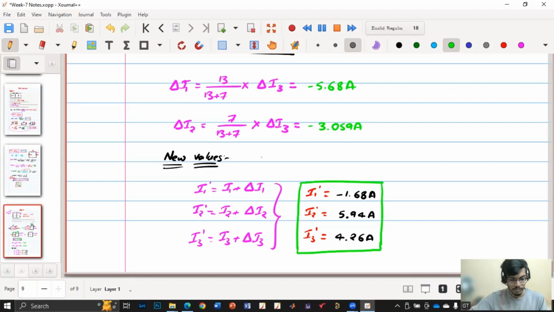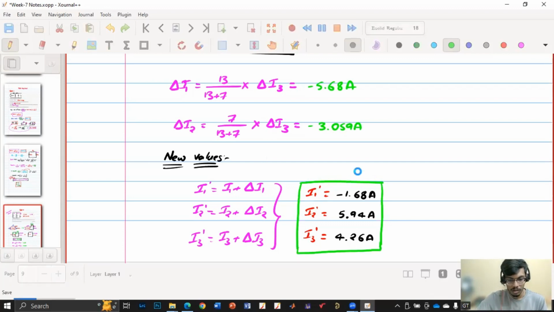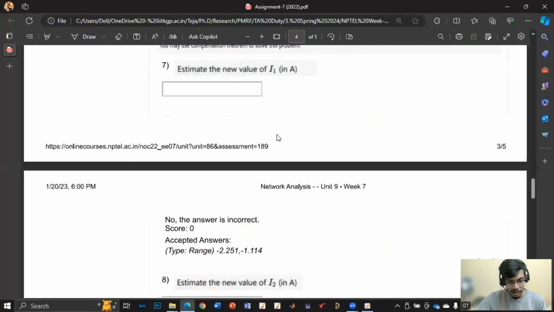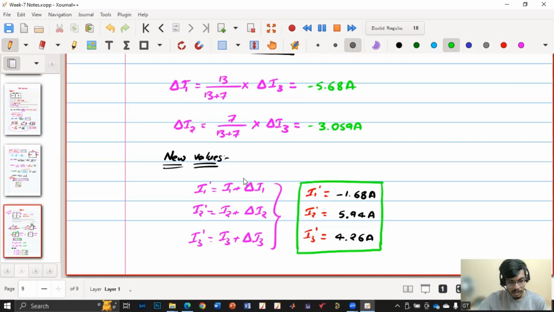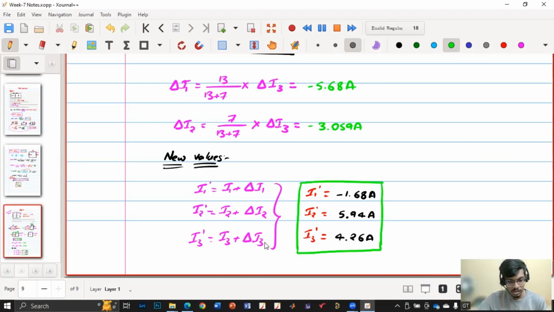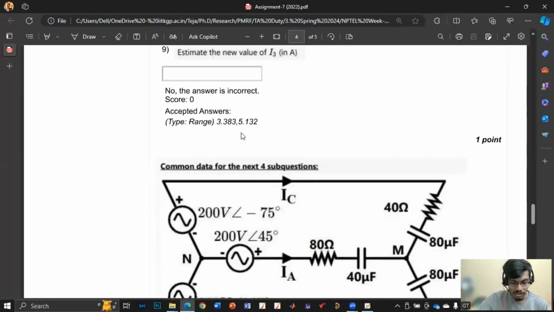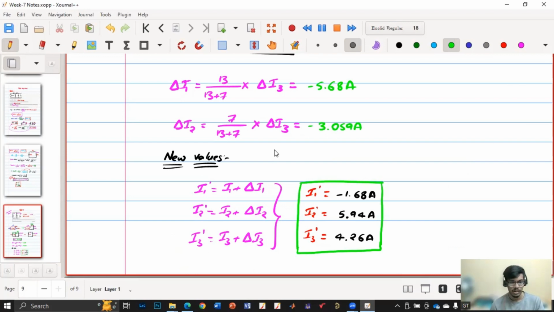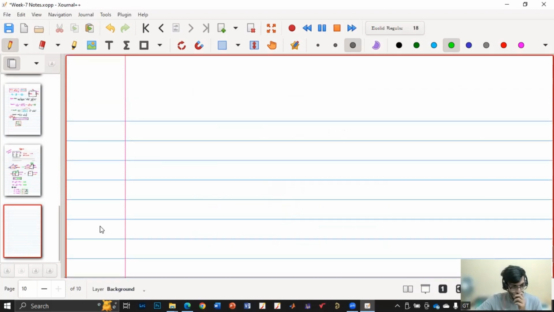So we'll check. I1 is minus 1.68. It is in the range. I2 is 5.94. It is also in the range. And I3 dash 4.26. It is also in the range. So we have considered two important theorems, problems where one is Thevenin's theorem, the other one is compensation theorem.